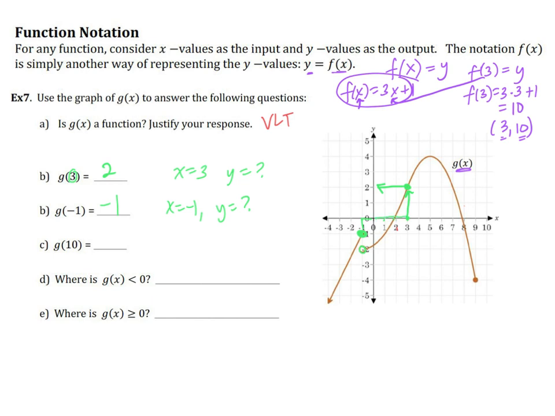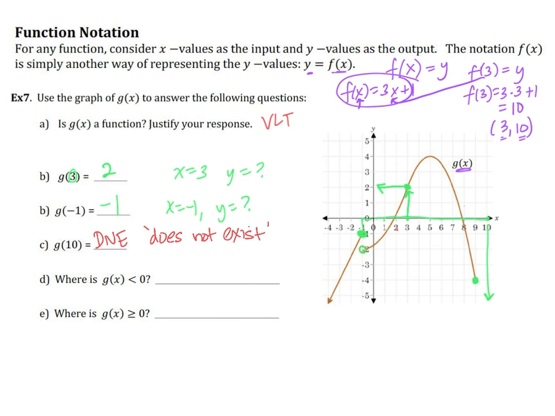What is g of 10? I go all the way to the right here at 10, and when I go down 10, the graph stops here. So there is no y value associated with 10. Therefore, I'm going to write DNE. Why am I writing DNE? Because DNE means does not exist. So there is no y value associated with the x coordinate of 10. Therefore, I write DNE, does not exist.